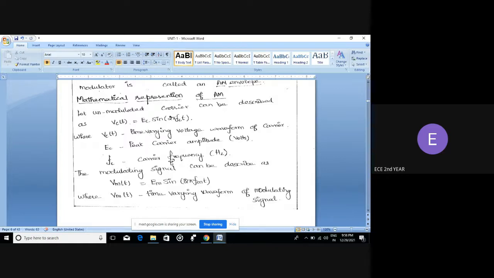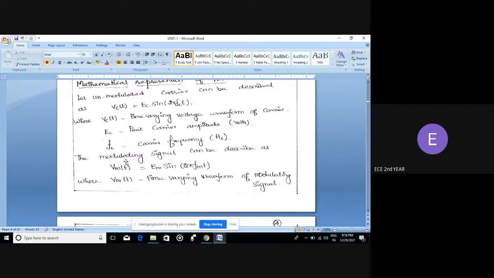And then Fc is the carrier frequency. Okay, that completes the representation for the unmodulated carrier signal. And the second signal is nothing but the modulating signal. The modulating signal can be represented as Vm of t equal to Em into sine 2 pi Fm into t.